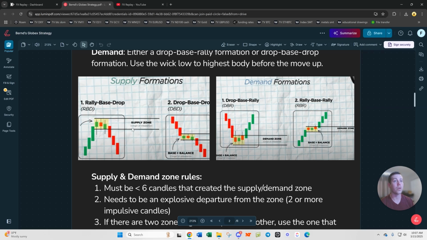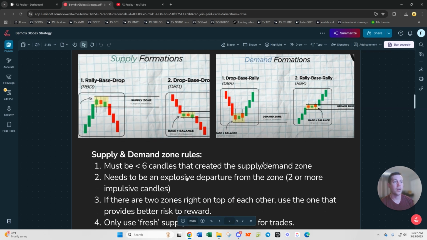So there's more unfilled orders left up here. There can't be more than 6 candles in these supply or demand zones. We also want to see an impulsive move departure from the zone. When I did the backtest, it wasn't always the clearest, but it's kind of just, does it pass the eye test? Does it actually start moving up significantly?